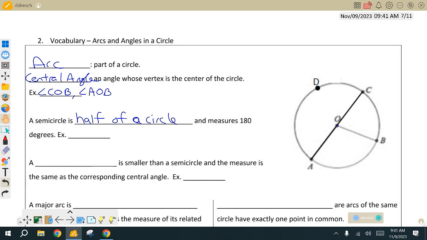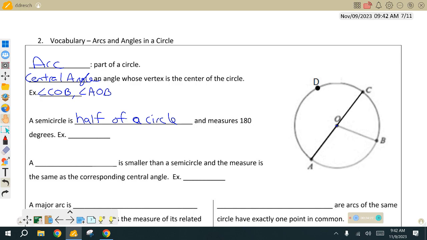So they're all in relation to a semicircle. And our first type of arc is a semicircle. And what does a semicircle measure? Exactly 180 degrees, as Carter said. So let's give an example of a semicircle.